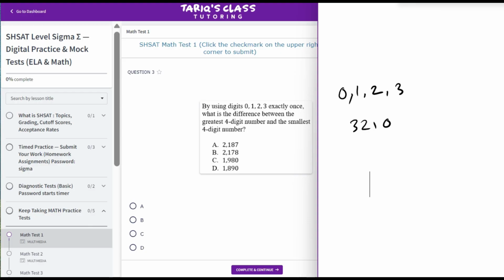So what can we have? We need to keep the first one as 1. So let's say if I make 1, 2, 3, 0. Or can it be smaller than this? So can I say 1023 or 1032? 1023 is smaller. So they said, what is the difference? So we're just going to subtract. So 10 minus 3 is 7. So this is 10 minus 2, 8. 1 minus 0, 1. 3 minus 2, 1. 1087. The option A works.